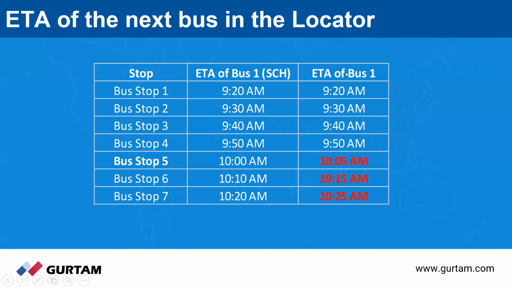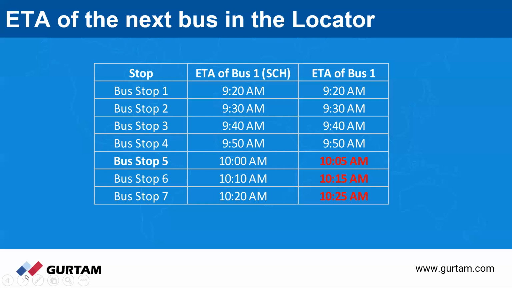Then we introduced the new logic, and we see that something happened at bus stop 5, that there was a delay. There was a deviation from the schedule by 5 minutes. So the estimated time of arrival for bus stops 6 and 7 will be recalculated, and a delay of 5 minutes will be added. So we see that this is the schedule, and the estimated time of arrival colored in red is the new feature.